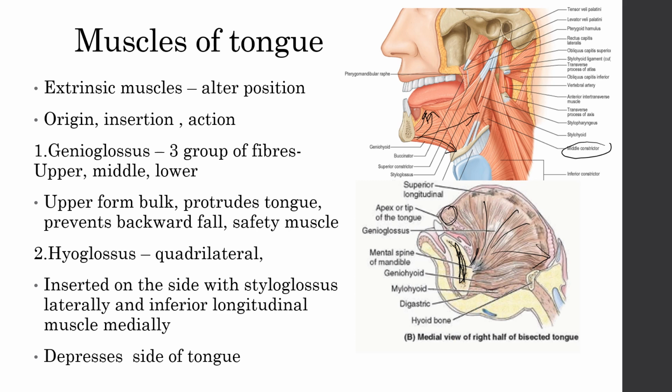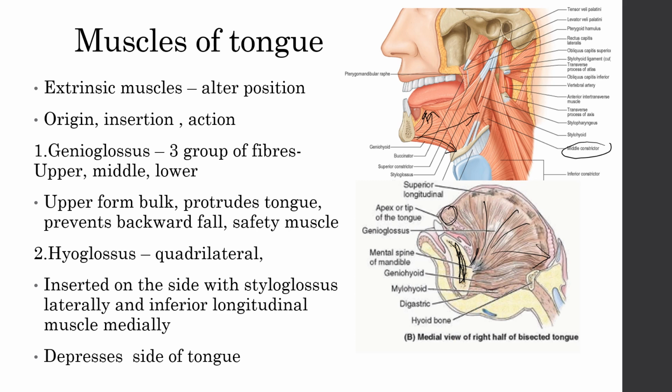Now the action of genioglossus is it helps to protrude the tongue. Hence it prevents the backward fall of the tongue. So this is a very important muscle to keep the oral cavity open by preventing the backward fall. Hence it is called the safety muscle. So whenever a patient is unconscious, suddenly he faints, then the first thing that we do is open the mouth and pull the tongue forwards. This is done by genioglossus to prevent backward fall, otherwise the patient will not breathe and he may die.